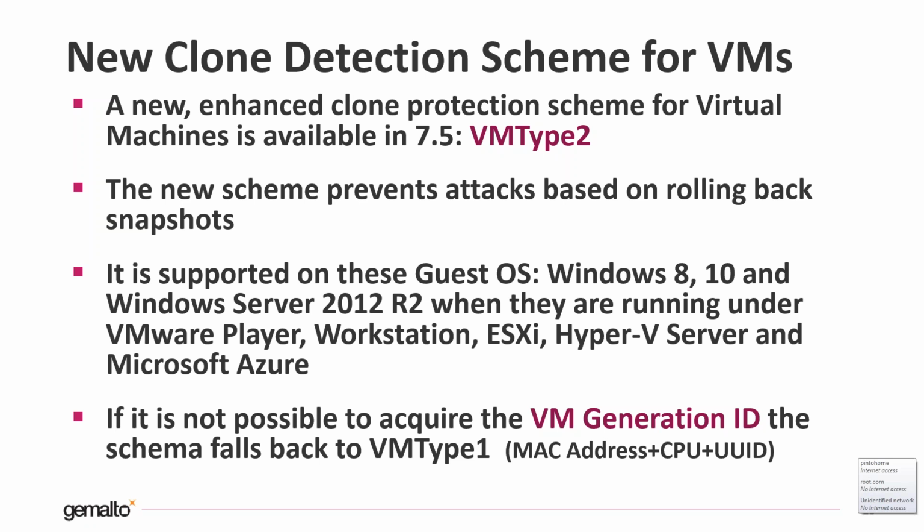Let's say you consume 50, and if you reverse the snapshot, there's a good chance that the license will return to the way it was, and you will be able to abuse the license, since you have a snapshot of the original license that you had. So now this new VM clone detection mechanism is coming to protect this scenario.